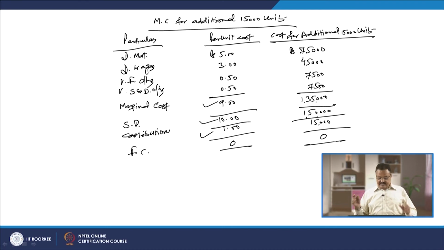Now, what decision do we have to take by looking at this information? If we manufacture the additional 15,000 units to fulfill the order from the foreign buyer, our additional marginal cost is 9 rupees per unit, and he is offering 10 rupees per unit. So, we still have the possibility of earning a contribution of 1 rupee, and since the fixed cost is already met, it is 0 here. Whatever additional contribution we earn by selling these 15,000 units, 15,000 rupees, goes straight to the profitability of the firm. So, what should we do?